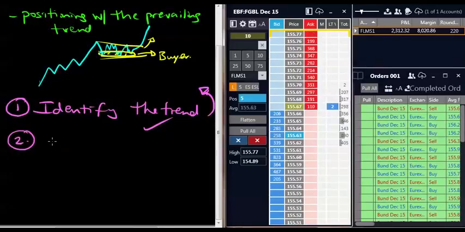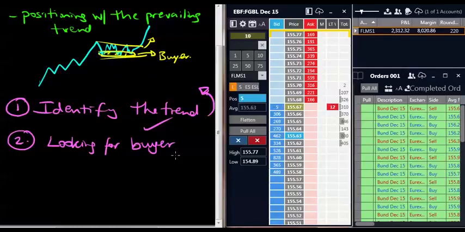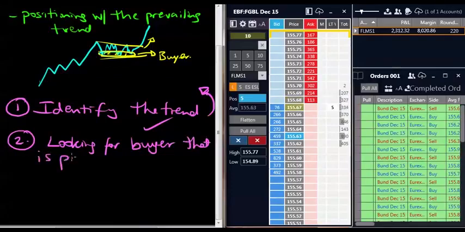So number two, looking for a buyer. Now, this is just from an absorption standpoint. You're not looking for momentum. We're looking just for absorption. You're looking for a buyer that is passive, that is passive and reloading.